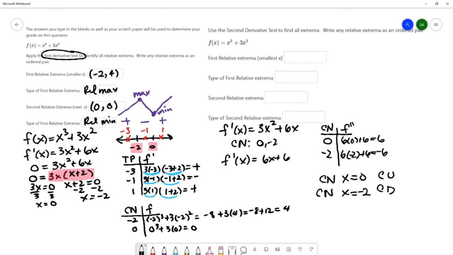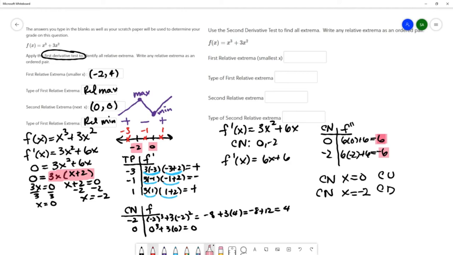By the way, if your value of the second derivative here comes out to be 0, the second derivative test is inconclusive and you cannot use the test. So we can only use the second derivative test when we get a positive or negative value for the second derivative.